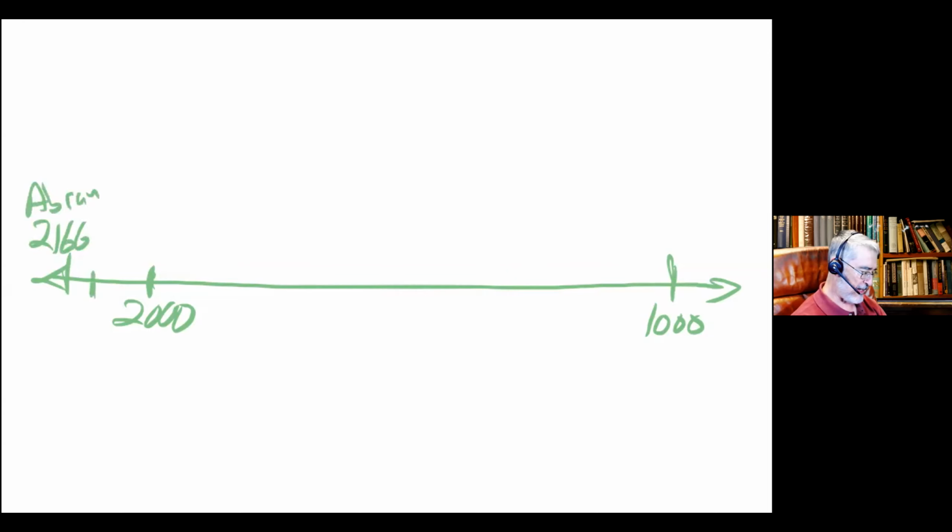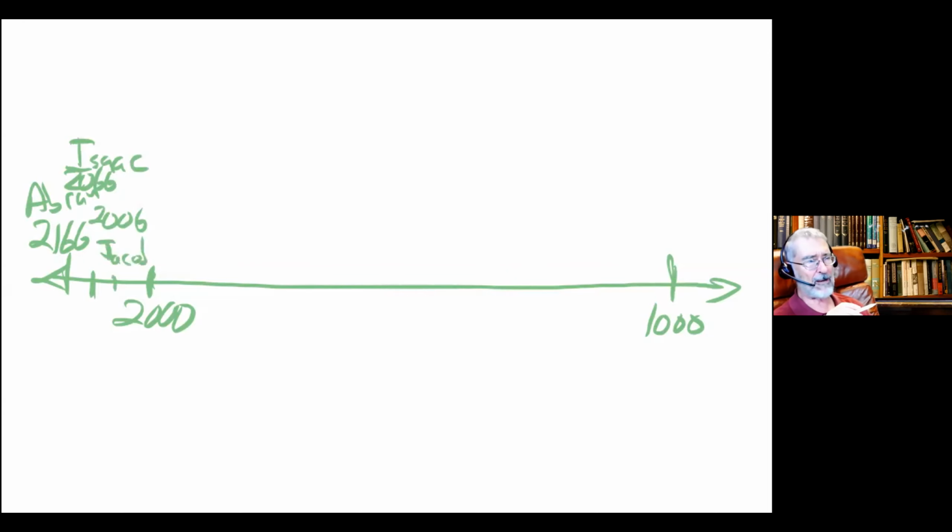Isaac was born in 2066. So there's Isaac. Jacob is born in 2006, a lot of sixes, a lot of twos. So here's Jacob. We don't have a birth date for Joseph. Joseph's birth date actually doesn't make a whole lot of difference. Joseph is one of the sons of Jacob's old age.